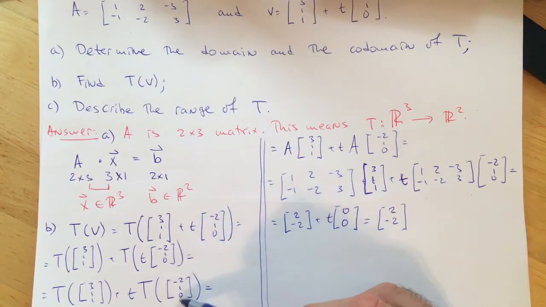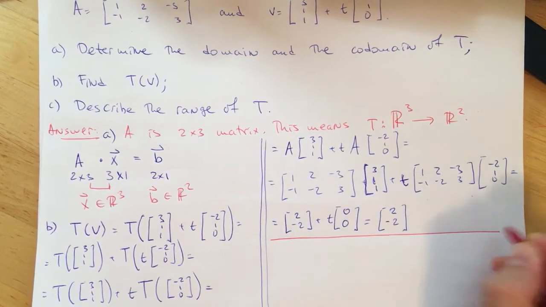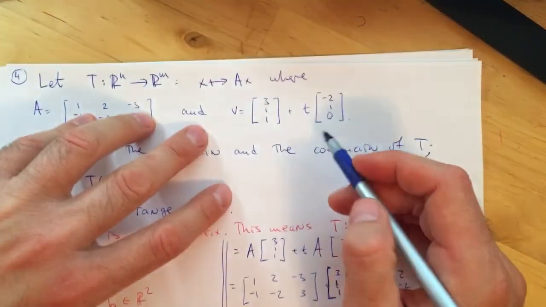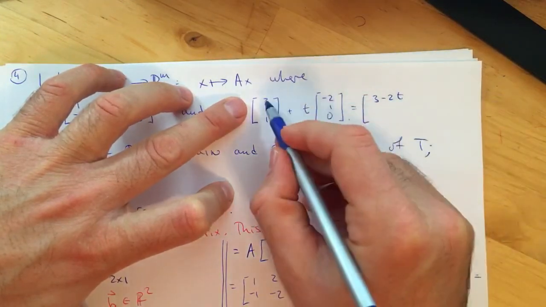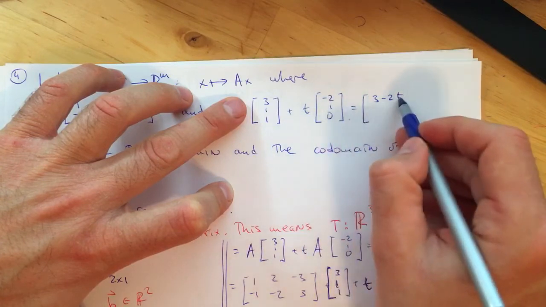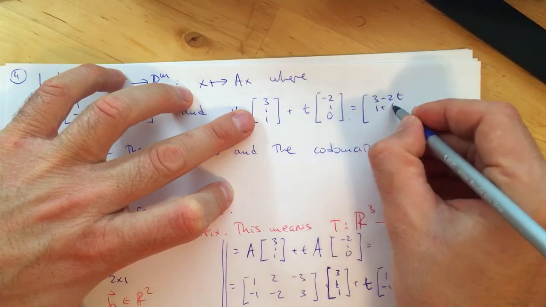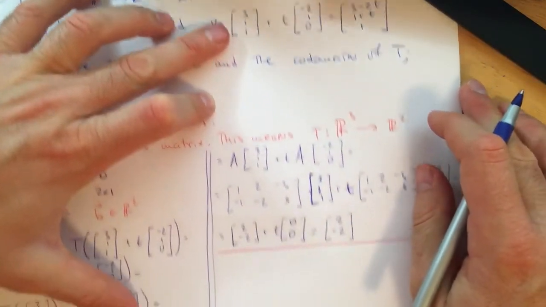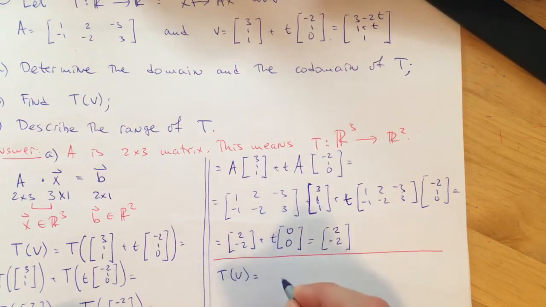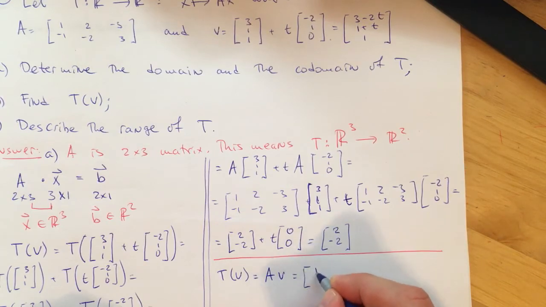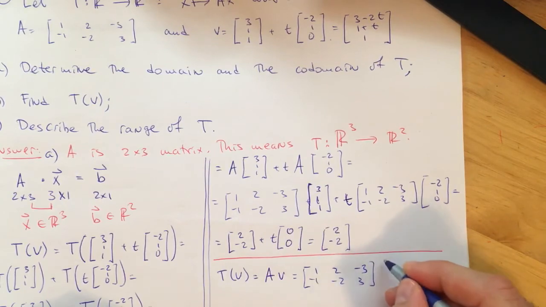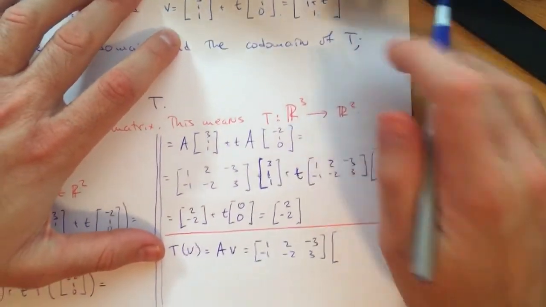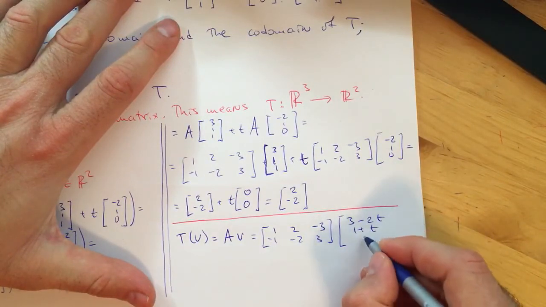This is a step-by-step solution of this question. You would get absolutely the same result if you just expressed v as (3 minus 2t, 1 plus t, 1): 3 plus t times -2 is 3 minus 2t, 1 plus 1 times t is 1 plus t, and finally 1 plus t times 0 is 0, so only 1. Then I'm doing the same question. T of v is equal to A times v, which is the matrix [1, 2, -3; -1, -2, 3] times (3 minus 2t, 1 plus t, 1).